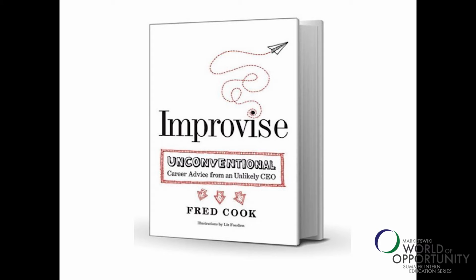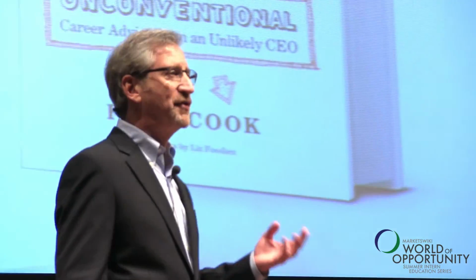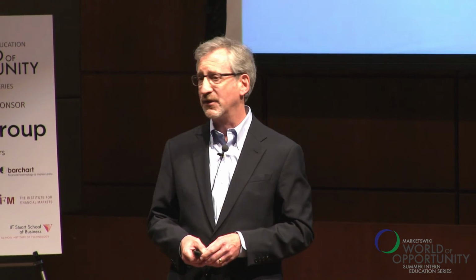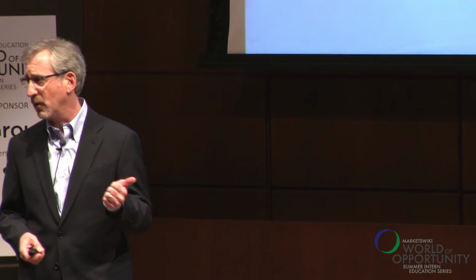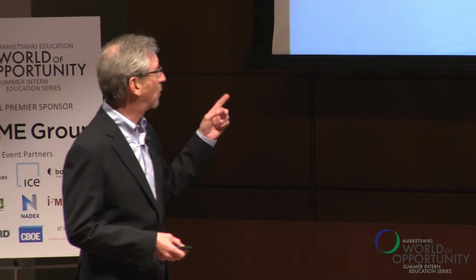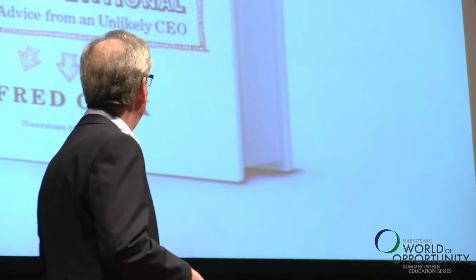Which leads me to a book that I received from my daughter, and I'm going to preface this by saying everyone in this room should go out and buy this book. My daughter was an intern at Rosenthal Collins Group. We call it RCG. She chose not to go into her father's profession, and instead she went into communications. She's now a manager at a highly regarded global public relations firm named Golin. Her CEO, so she gave me this book a month and a half ago for Father's Day. Her CEO is named Fred Cook, who wrote a book called Improvise: Unconventional Career Advice from an Unlikely CEO.